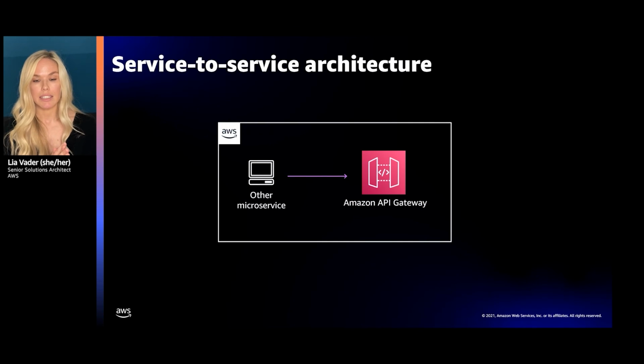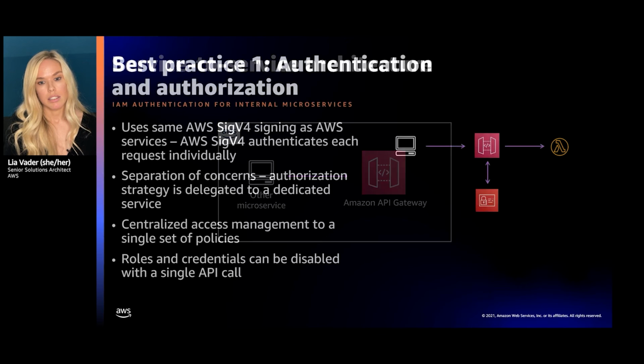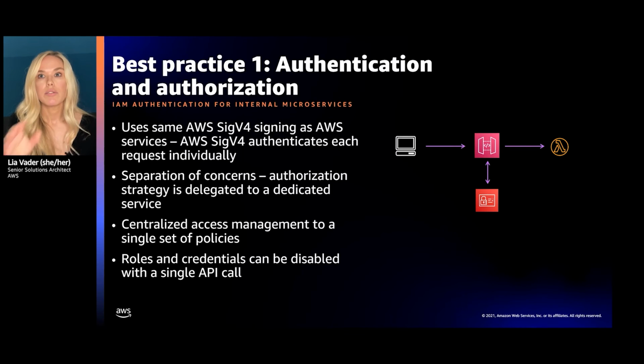So that covers MTLS. But for internal services running within AWS, we likely want to take a different approach. For this, we recommend IAM authentication. Like I mentioned before, this uses the same SigV4 signing as AWS services. And SigV4 authenticates each request individually. And if that signature is ever compromised and reused later, the request would no longer be valid. So this is a big benefit.